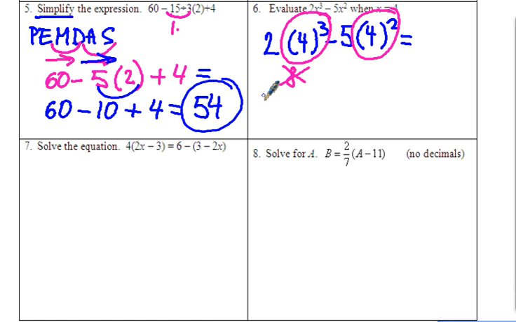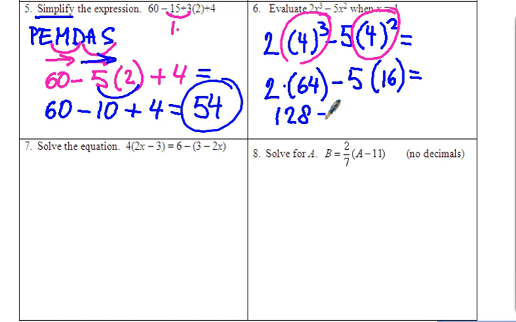So it's going to be, let me erase this so that it doesn't confuse you. Okay. So we have 2 times 4 to the third power, which is 64, minus 5, 4 to the second power, which is 16. We get 128 minus 80, and that gives us 48.